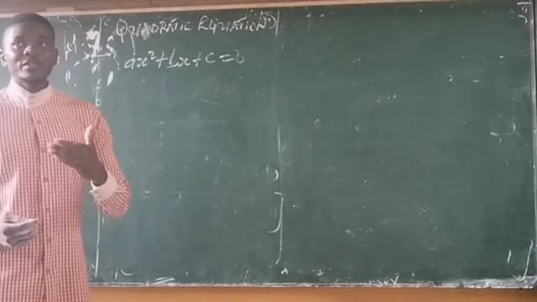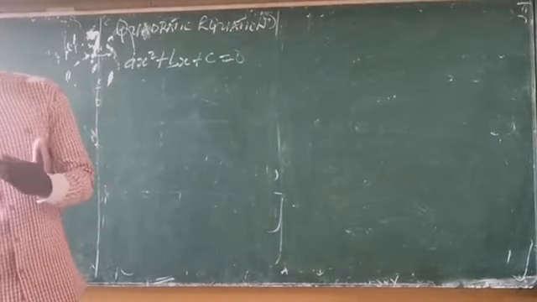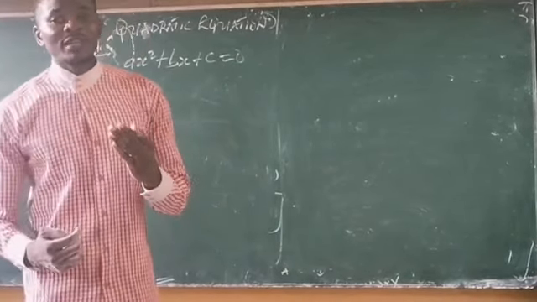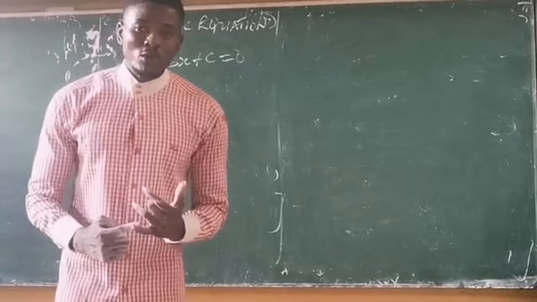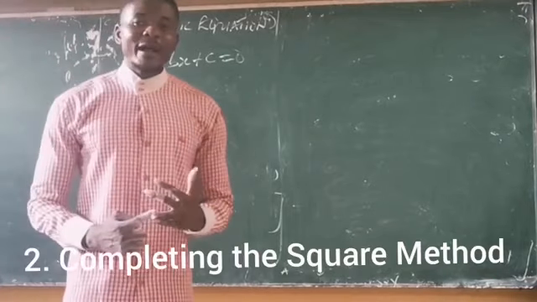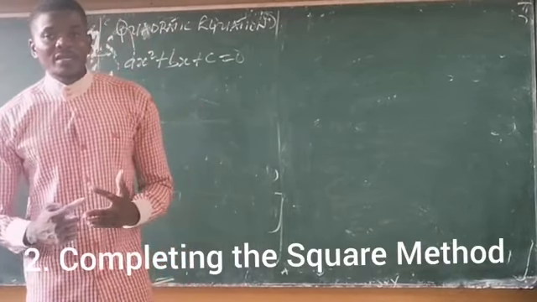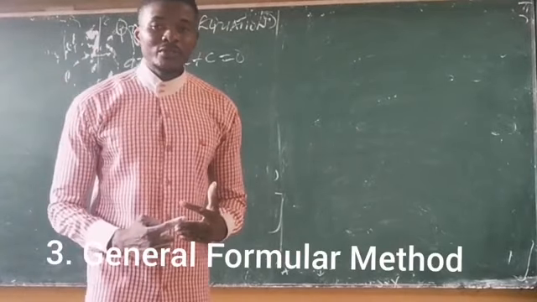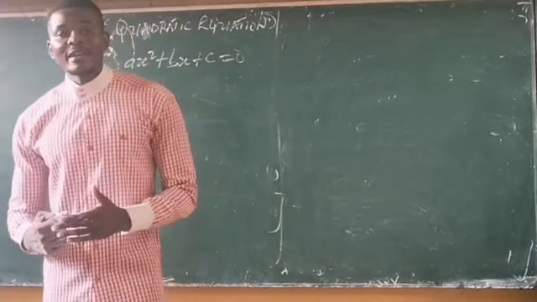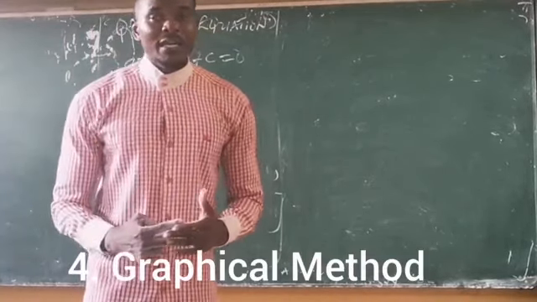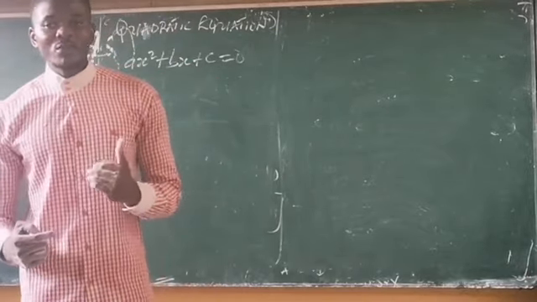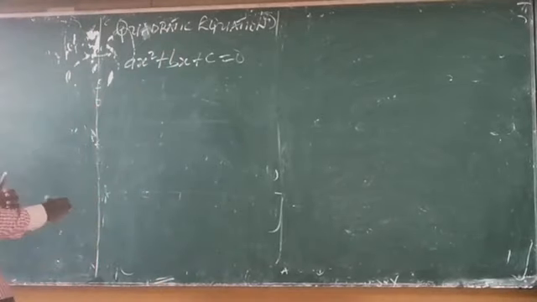Once the highest power of the variable in the expression is 2, it means such an equation is what? Quadratic. Now, there are 4 methods of analysis of quadratic equation. The first method is by factorization method. The next method is by completing the square method. The third method is by formula method, which is usually called the almighty formula. And then the final method is by graphical method. And I think in this video, I will cover the first 3 methods. So we are going to be starting with factorization method.